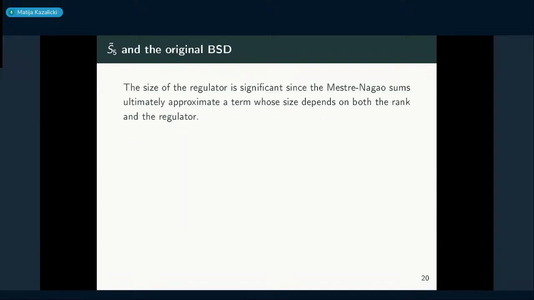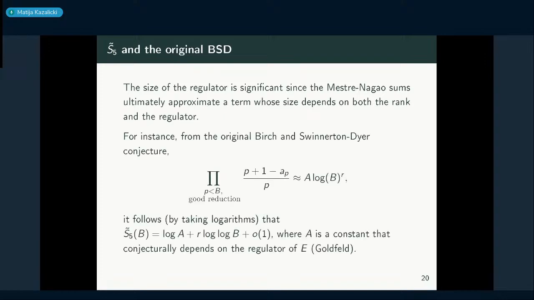And also this bias is relevant for what we are doing, because if you, for example, look at the previous Mestre-Nagel sum, you can see that it follows from the original Birch–Swinnerton-Dyer conjecture that you expect this sum to behave as log of some constant a plus rank times log B. And essentially this constant a conjecture also depends on the regulator.